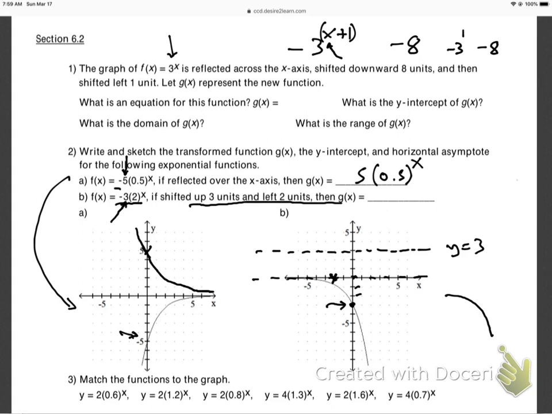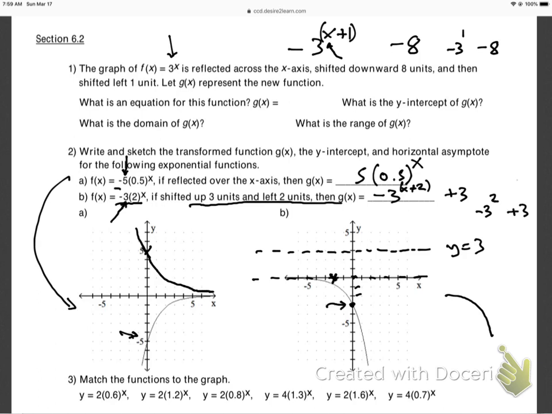So my equation is going to be, it's still negative 3, because I haven't flipped it over the x-axis. Now then, if it's up 3 units, that's a plus 3 at the end, and left 2 units, that's x plus 2, okay? Because it's moved left 2 units. So, again, if x equals 0, I have negative 3, okay, to the power 2 plus 3 at the end.